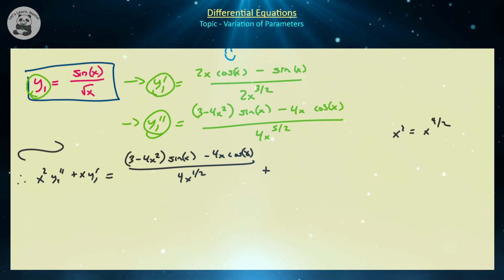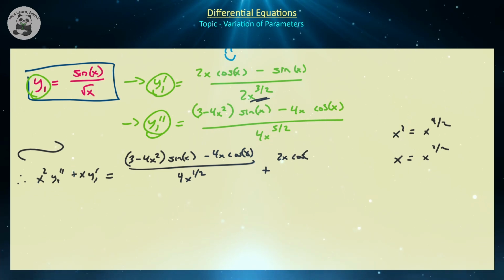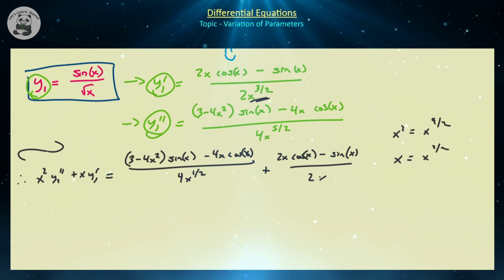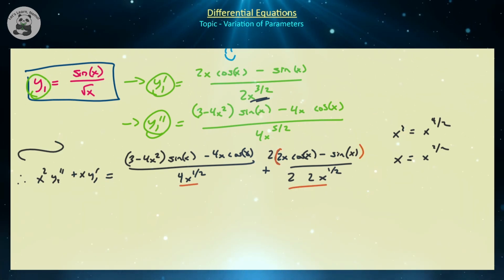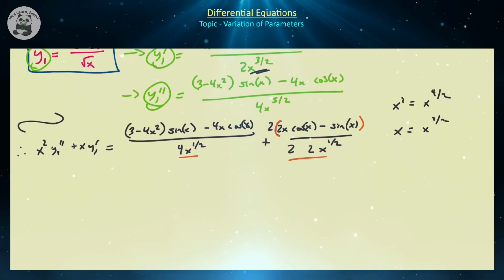And similarly for the x times y1 prime, keep in mind x is the same thing as x to the 2 over 2, so the 2 over 2 and the 3 over 2 are going to cancel. So we're going to be left with 2x times the cosine of x minus the sine of x all over 2 times x to the positive 1 over 2. I need a common denominator, so let's multiply this top and bottom by 2, and that's going to give us a common denominator of 4 square roots of x.